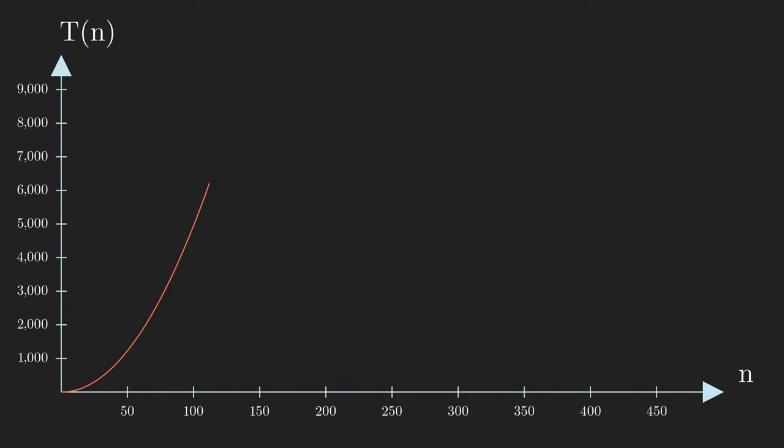Unfortunately, bubble sort is slow and pretty inefficient. Each pass takes O of n time and that gives us a runtime of n squared. This algorithm gets very slow as the number of items to sort grows.